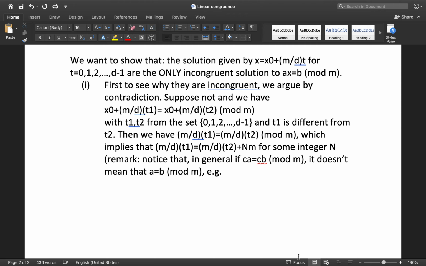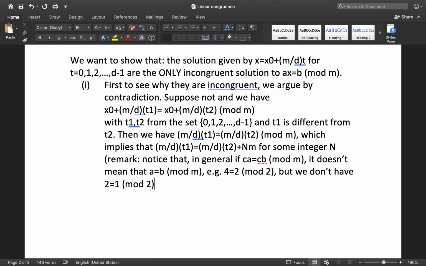Actually, it's not the end for the problem. Now, in general, we don't have cancellation for congruence. For example, we have 4 congruent to 2 modulo 2, right? But now if you divide both sides by 2, then what happened? We don't have 2 congruent to 1 modulo 2, right?